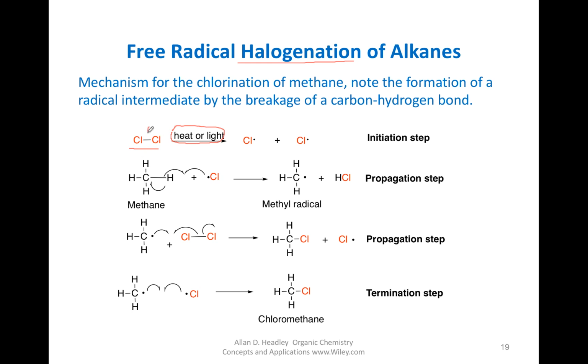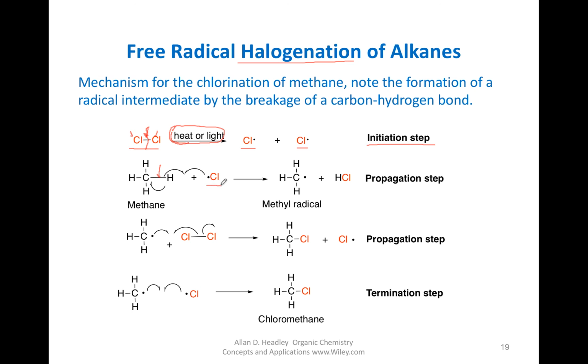Because this bond here is weak and this bond here is strong, energy will break this bond homolytically. Remember, that's a homolytic cleavage because the electronegativities of these two atoms are the same, so they'll pull one electron into each atom. So now we have Cl dot and Cl dot, chlorine radicals. That step, by the way, is called an initiation step. That's how the reaction starts.